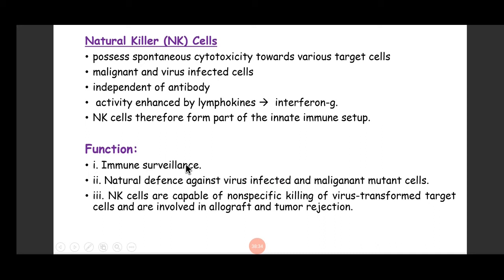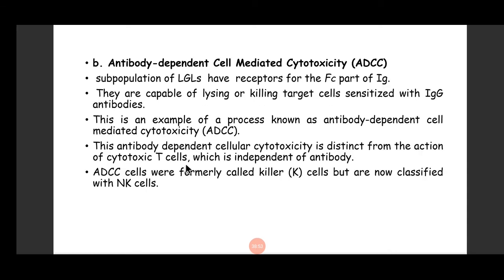And the function of natural killer cells is immune surveillance and natural defense against virus infected cells and malignant cells. And these cells are also important in killing the tumor cells. Antibody dependent cell mediated cytotoxicity.